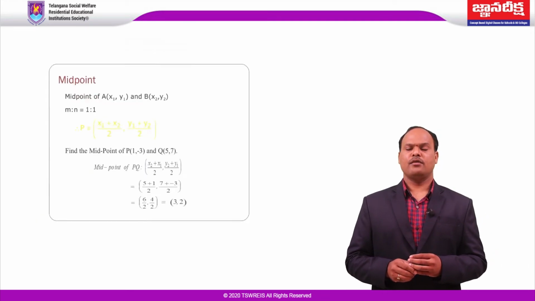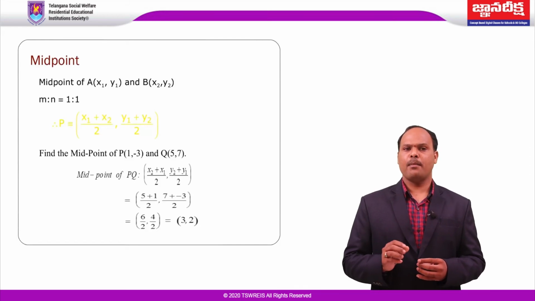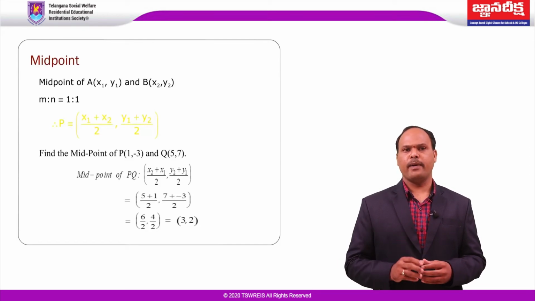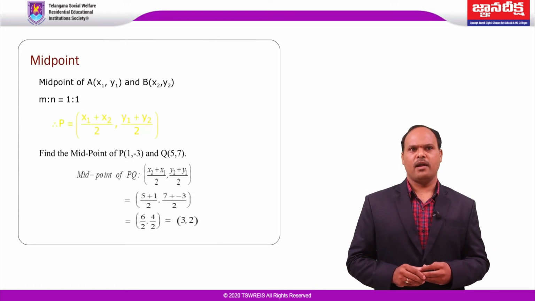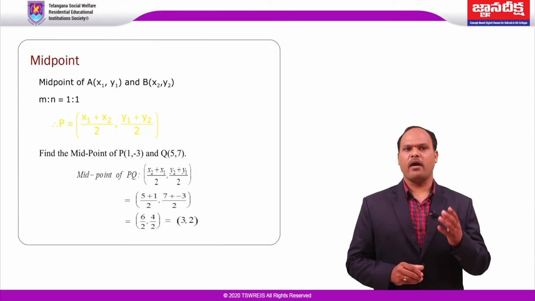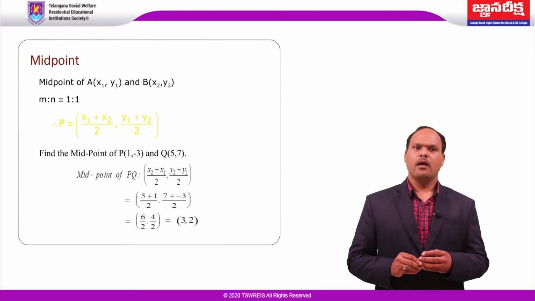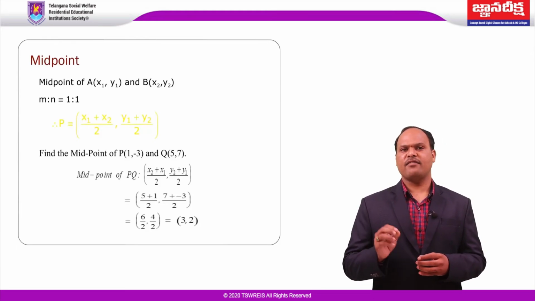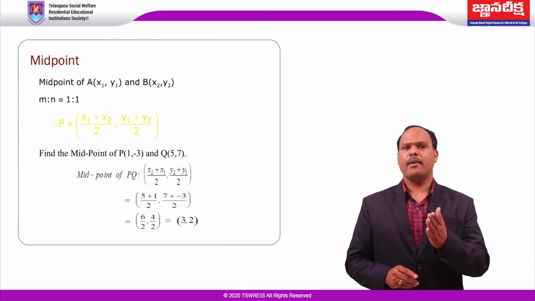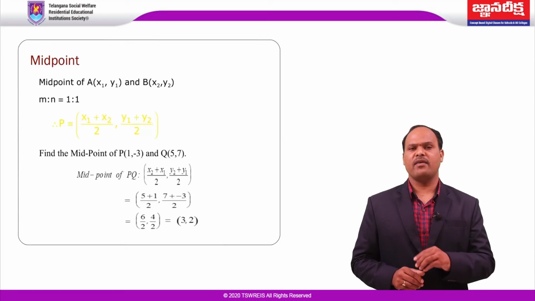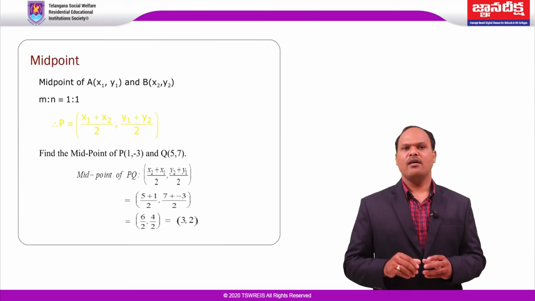Midpoint formula. So what is the midpoint formula? (x1 + x2)/2, (y1 + y2)/2. Here is one question on the midpoint formula. Find the midpoint of point P, whose coordinates are (1, -3), and point Q, whose coordinates are (5, 7). So the point P (1, -3) we can take as x1, y1, and the point Q (5, 7) we can take as x2, y2.